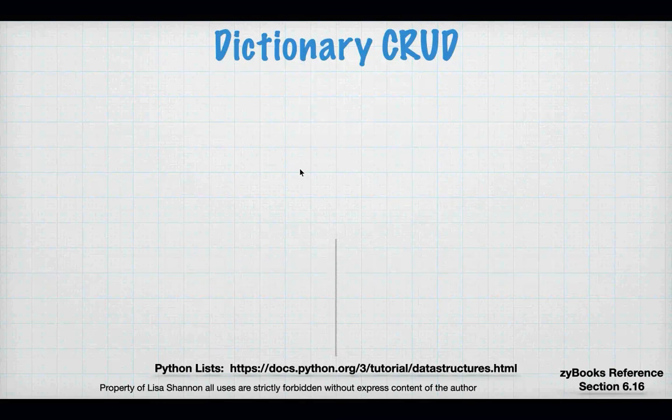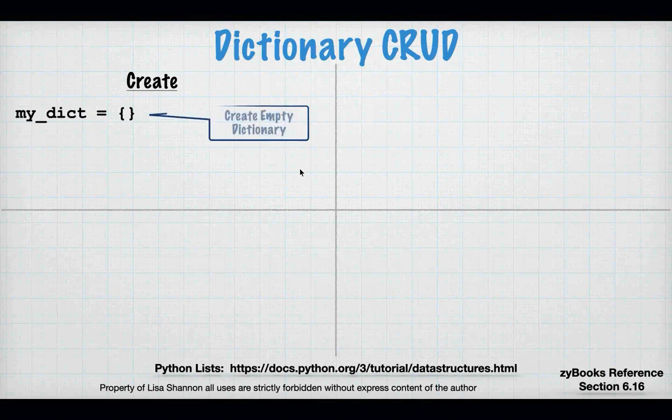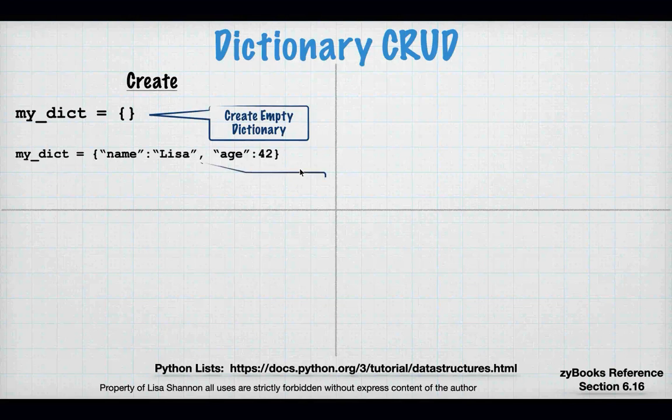So, dictionary has CRUD just like lists have CRUD. So, I'm going to create. When I create a dictionary, I'm going to create a dictionary by using the open and close curly brackets. I can also create a populated dictionary where I just have key value pairs. And by the way, each key value pair in a dictionary must be separated by commas.